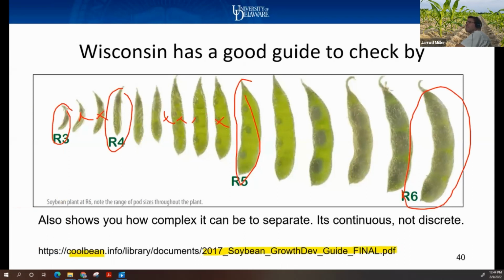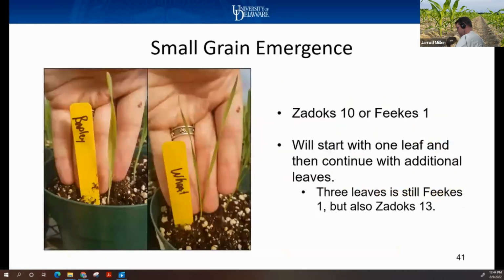There's constant growth. It's a constant change in this plant. So don't worry if it's difficult to do. It's okay. You're just trying to get within the zone, and someone's gonna say, nah, that's still R4 and this is R5, and someone's gonna say, you know what, that looks like R6. It's gonna be different depending on who you work with. Just be consistent.